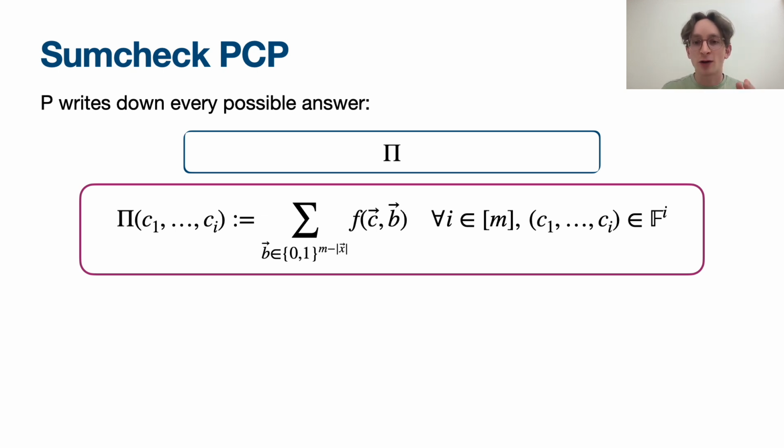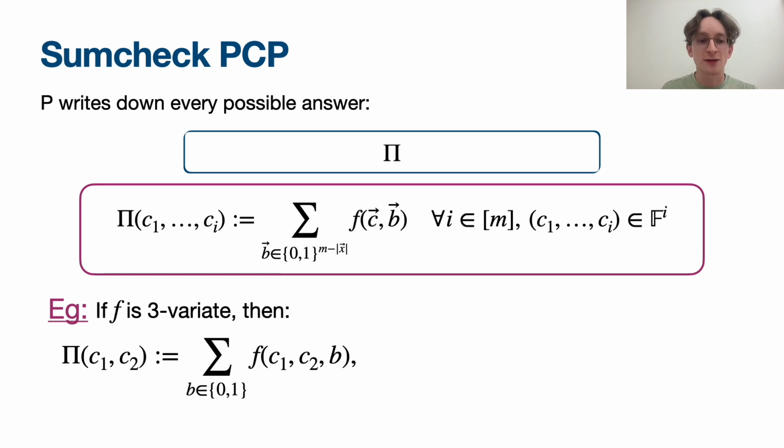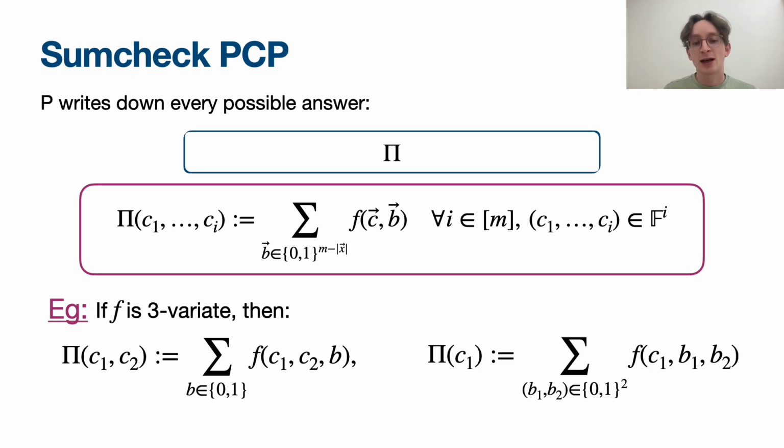So to give a more concrete example, if f is 3-variate, then you could plug in C1, comma C2, and then you would fix C1 and C2 like this, and just be summing over the last entry.